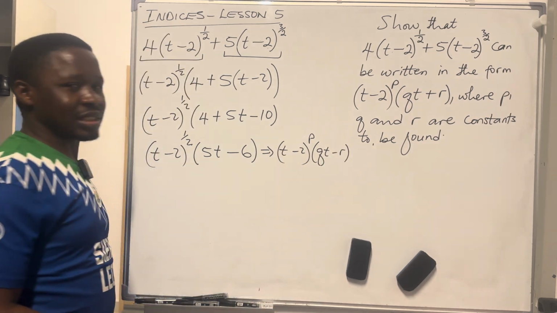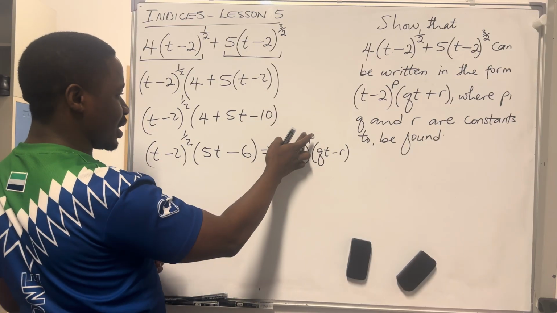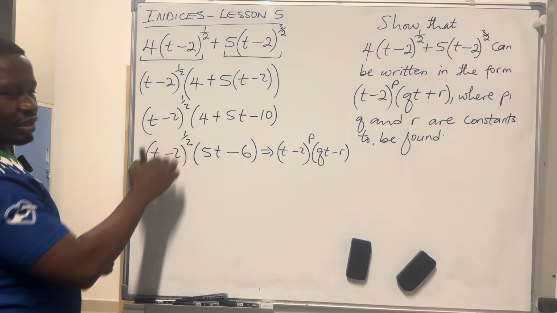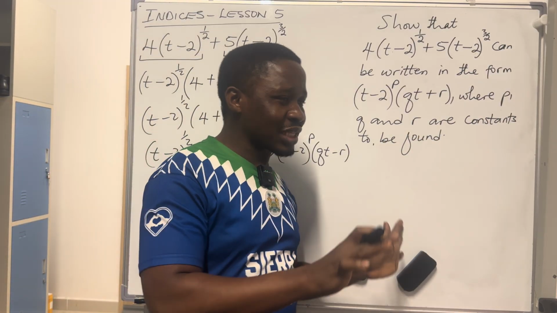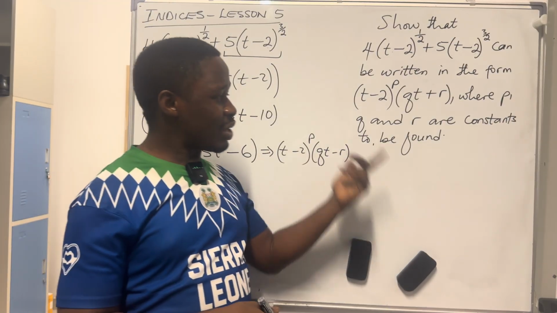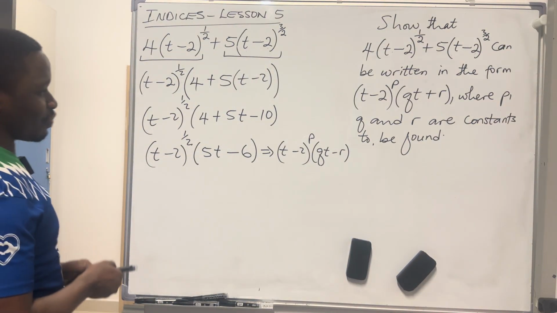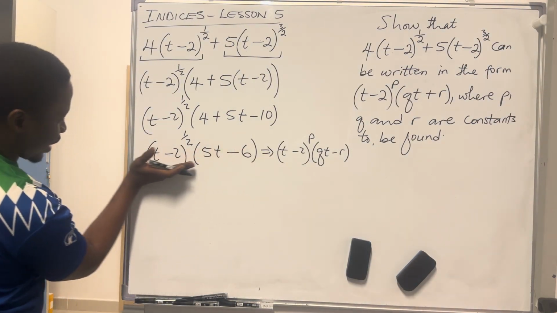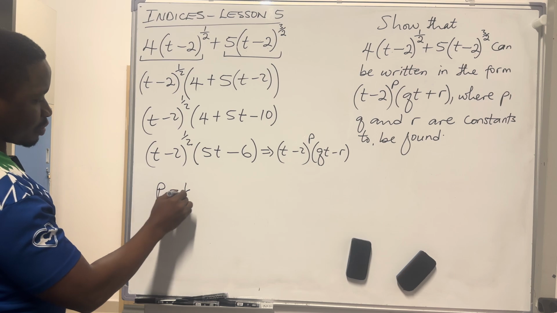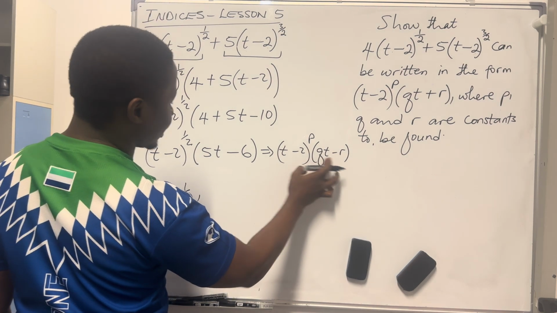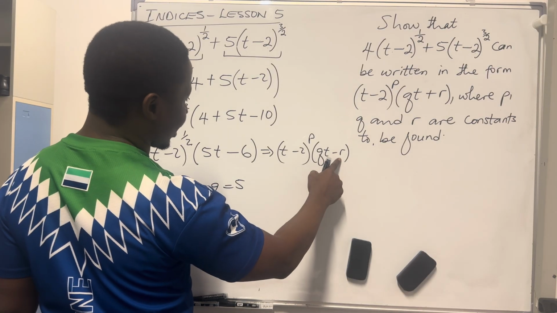It doesn't mean you have to write this, but you can see it now. T minus 2, T minus 2, generally raised to p. And what is that p now? It is this one. So if it says where p and q are constants, we stop here. But p, q, and r are constants to be found. Once they add this, to be found, you need to find them. So from what we have here to this form, p is what? It is half. What is q? qT, 5T. So q is 5.